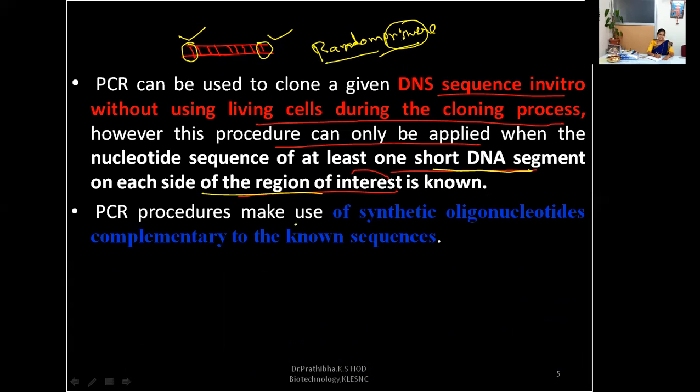PCR procedures make use of synthetic oligonucleotides which are complementary to the known sequences. What do we mean by this? These synthetic oligonucleotides complementary to known sequences are nothing but the primers. Primers are synthetic, that is, artificially prepared oligonucleotides of a few nucleotides, which are complementary to the known sequences. Whatever the DNA molecule is, the primers we use are single-stranded synthetic oligonucleotides complementary to these particular sequences.